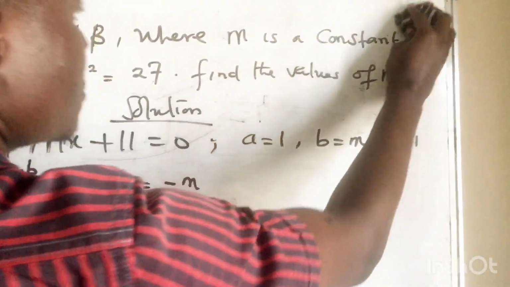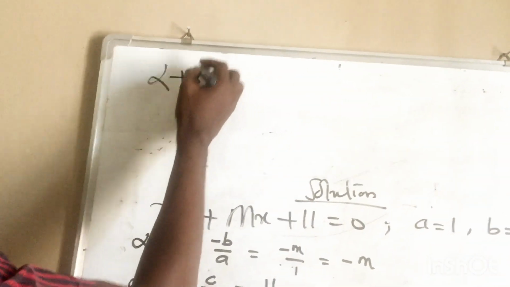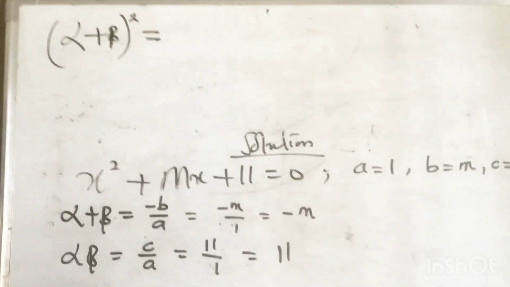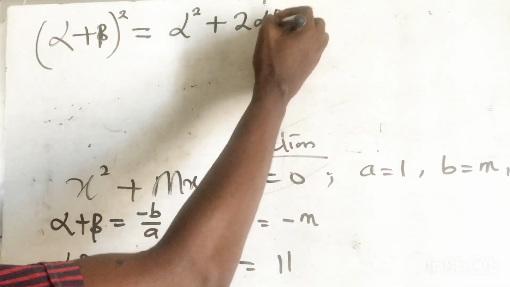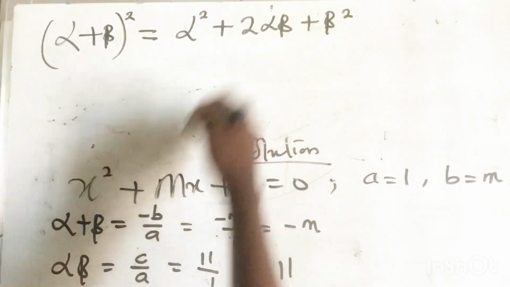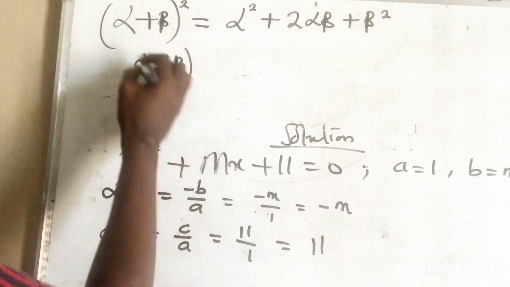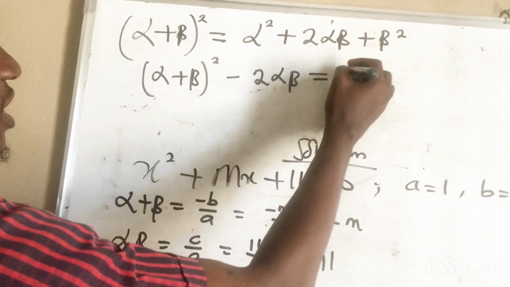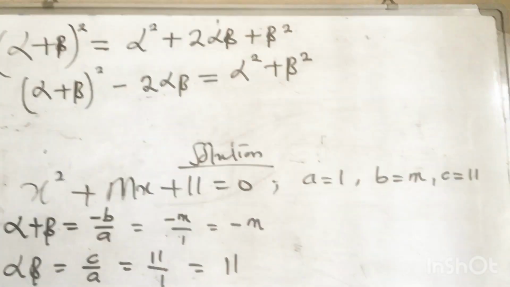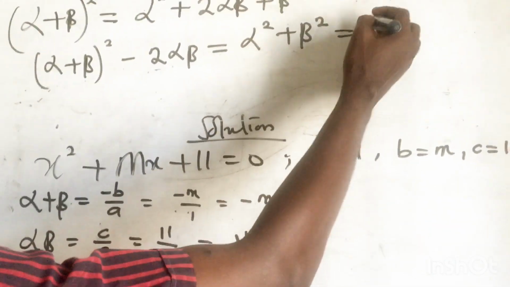Don't forget that from our expansion, if I have alpha plus beta all squared, and I expand this, I get alpha squared plus 2 alpha beta plus beta squared. Are we following? So if I bring the 2 alpha beta out, alpha plus beta all squared minus 2 alpha beta equals alpha squared plus beta squared. So I've been able to establish the expression for alpha squared plus beta squared, and in the question, it equals 27.